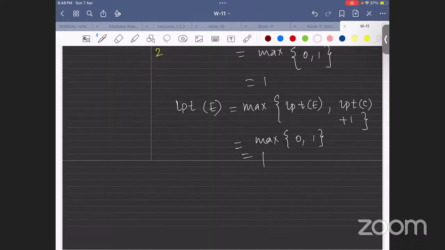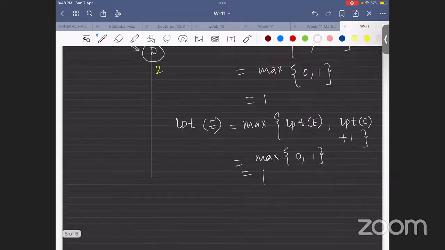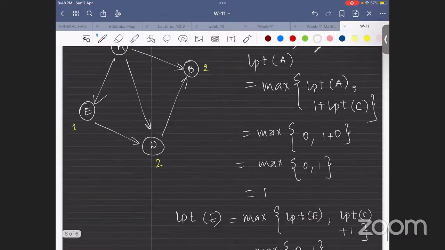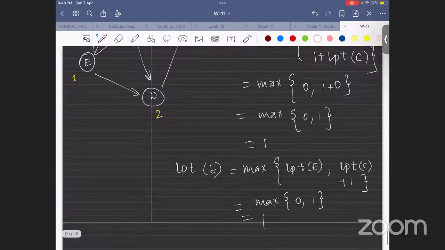Is it clear to everyone? Go ahead, tell me. Why are we going with the max of this? Will there be a scenario wherein we will have LPT to E which is greater than LPT to C plus 1? You're asking, see, this is the first step that we are doing. So LPT of E now is 1, but it will get updated later also.